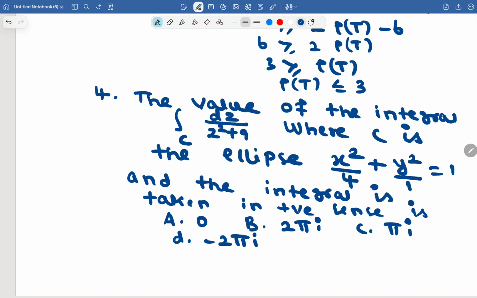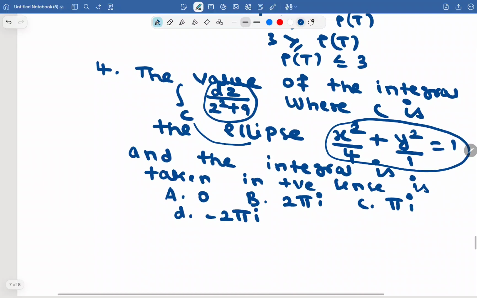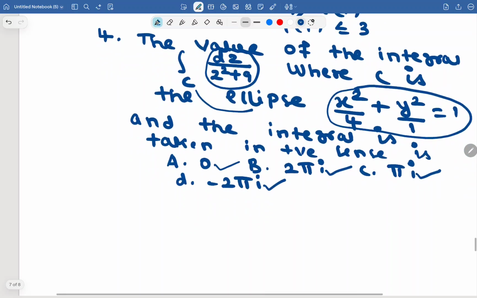Here the problem is from complex analysis. We have to find the integral value over C dz by z square plus 9, where C is nothing but the ellipse. The ellipse equation is given as x square by 4 plus y square by 1 equal to 1. Whether the value for the integral is option 0, second one 2 pi i, third one pi i, last one minus 2 pi i.